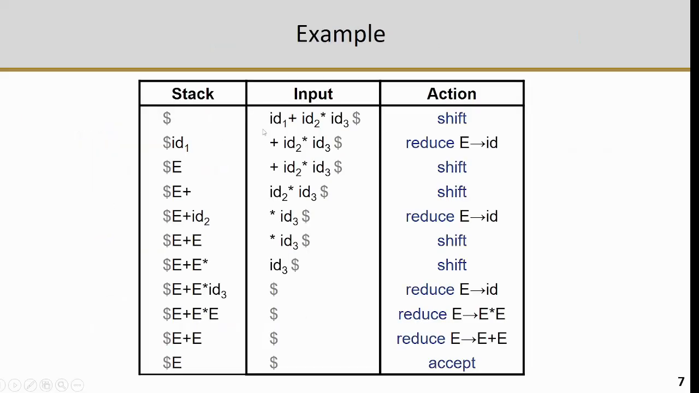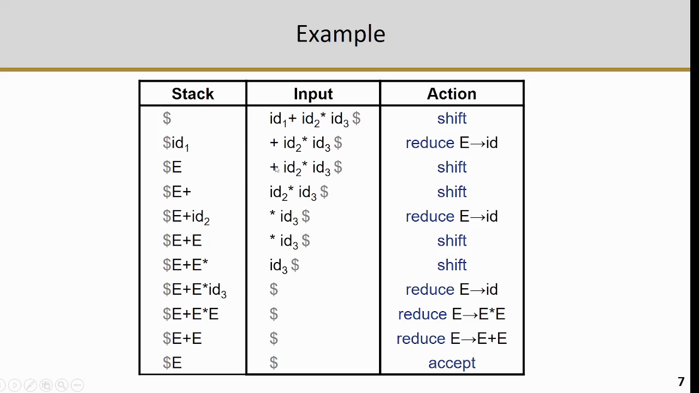For example, going back to the previous example, if we have the input id plus id multiplied by id, first we have to shift because the stack is empty. The bottom of the stack is often identified by a dollar mark at the bottom. So if we see only the dollar sign, then it means that the stack is empty. So we are going to shift the first token from the input, which is an ID, and it can be reduced immediately to a non-terminal E by the derivation rule E to ID.